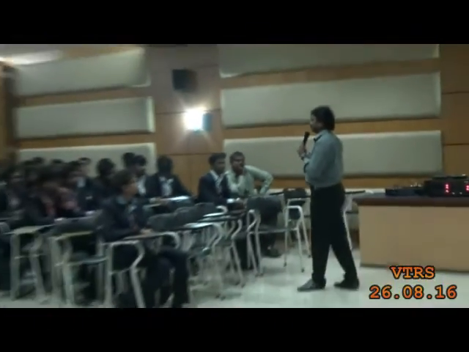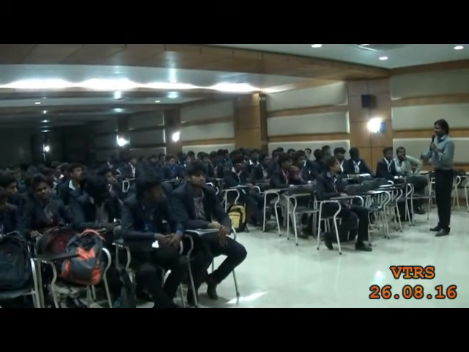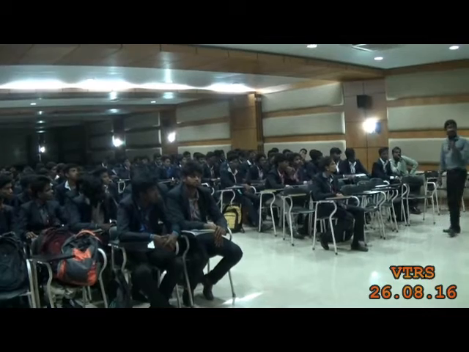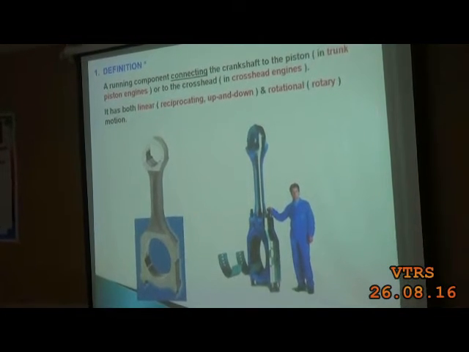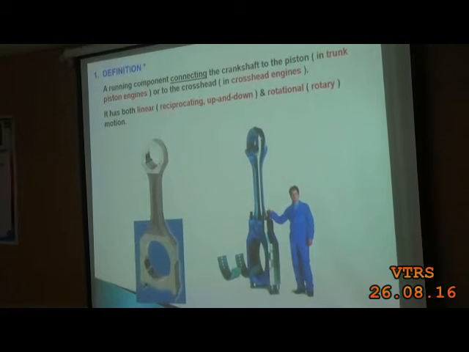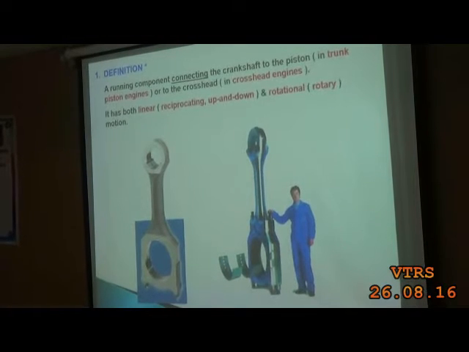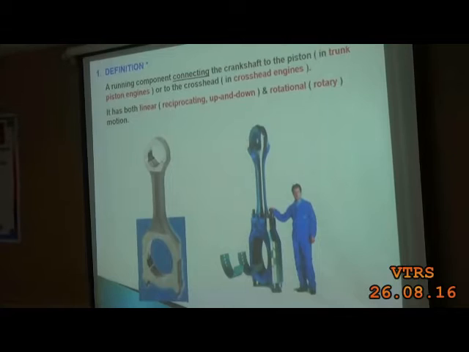But now you are going to discuss something called a connecting rod. A connecting rod is an important element, and this is one of your syllabus topics. It is a running component connecting the crankshaft to the piston in a trunk piston engine, or to the crosshead in crosshead engines. It has both linear reciprocating up and down motion and rotational motion. It is something called a combined motion.